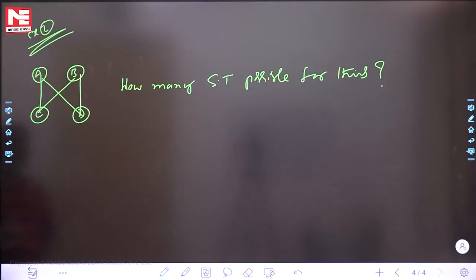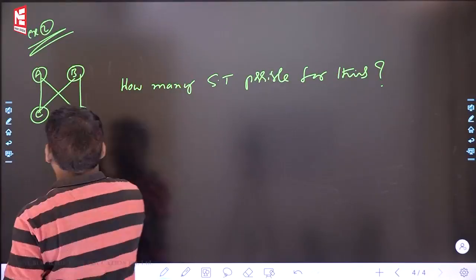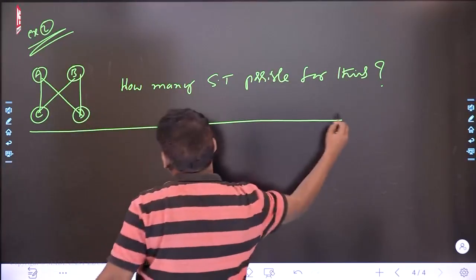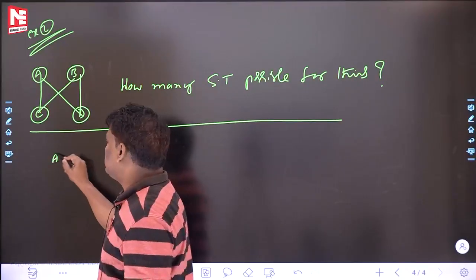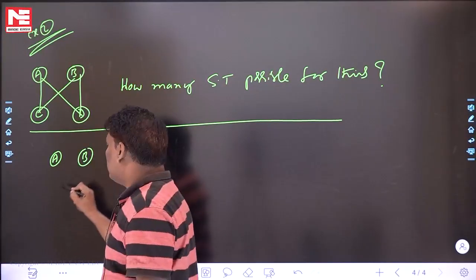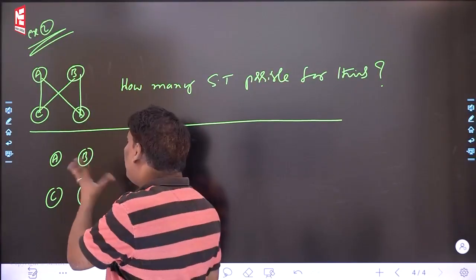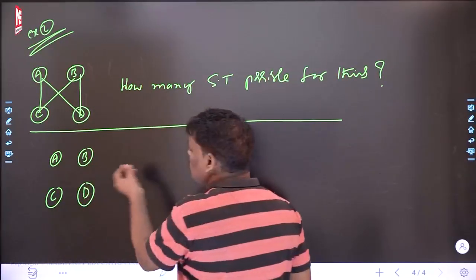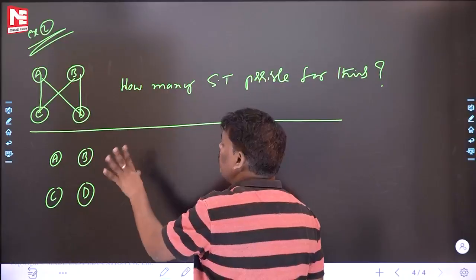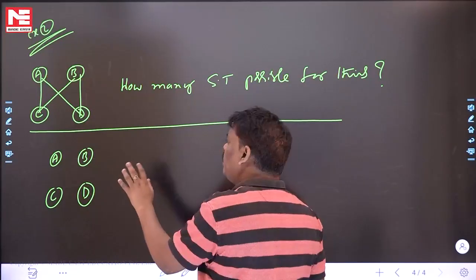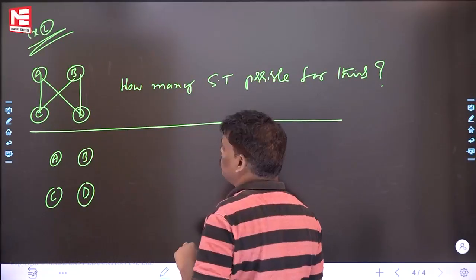Can you see how many vertices? 4. 4 minus 1, 3 edges. Only 3 edges you have to take. Let's see the answer for this. I am writing the answer. See the first one, A, B, C, D. And one more thing, mostly you have to do manual checking only. You have to use your brain instead of following some procedure and all. As a CSE person, you have to use your brain.